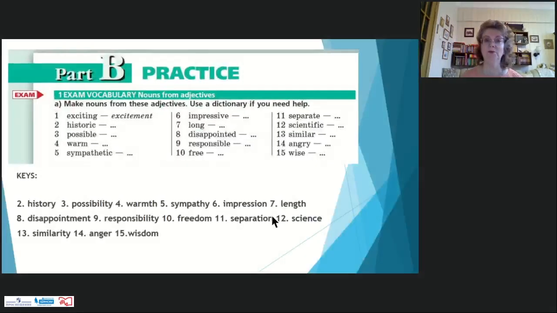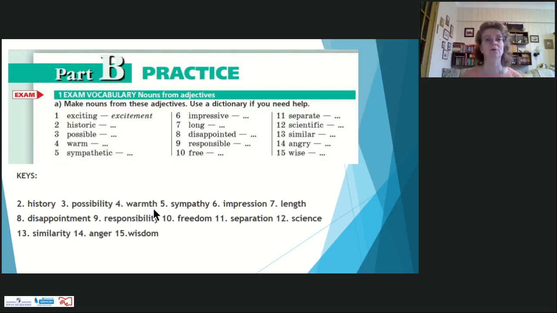Well, I hope you are ready. Let us come to another slide and try to check your mistakes. Have self-checking. Look at the keys given below and try to count your mistakes if you have any. Well, the noun from the adjective historic is history. Pay attention to letter Y at the end of this word. Possible, possibility. Warm, warmth.